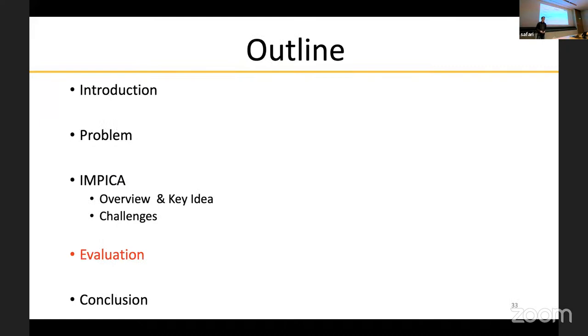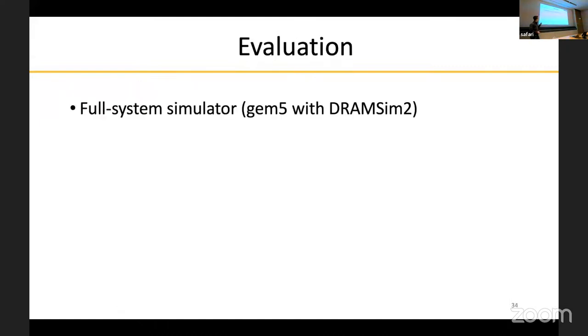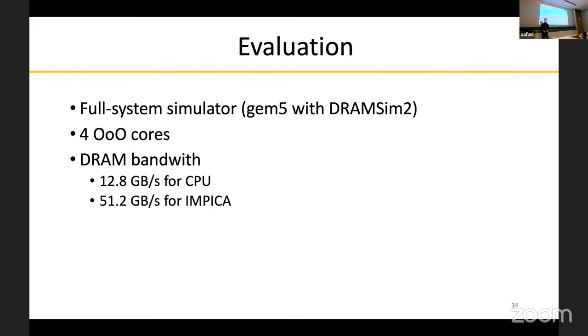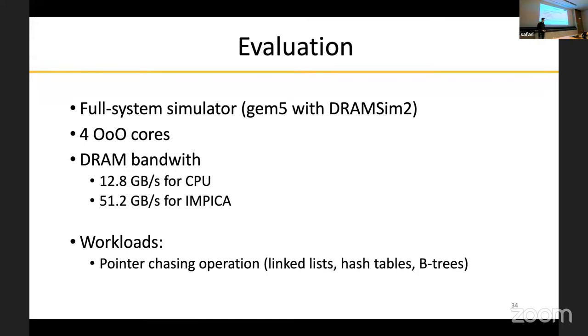So let's come to the evaluation. The Impica was simulated with a full system simulator, gem5 with DRAMSim2. It has 4 out of order CPUs and a DRAM bandwidth of 12.8 gigabytes per second for the CPU and 51.2 gigabytes per second for the accelerator. And I assume these are reasonable numbers. The workloads are linked data structures, linked list, hash tables, binary tree, everything that contains pointer chasing operations, but also real databases, the DBx1000 that we've already seen.